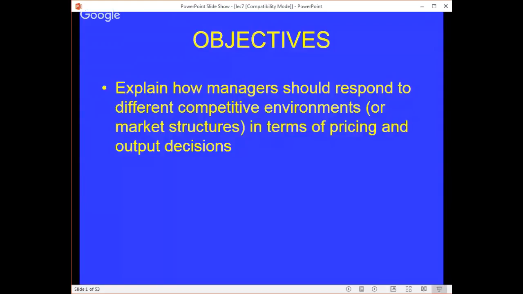So this is the start of the material for the second midterm. In general, the next 5 classes that we're going to have are all on markets. And our general objective is to explain how managers should respond to different competitive environments or market structures in terms of pricing and output decisions. Today, we're going to cover that in general, just the first few slides, and then we're going to talk about perfect competition. Later on, we'll talk about other market structures.